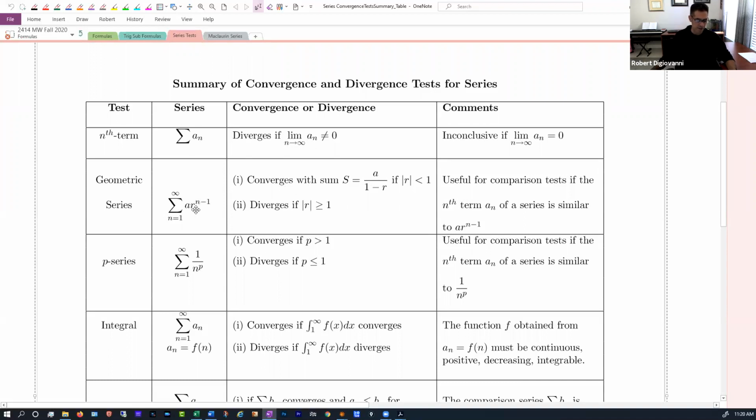If we see this, then it'll converge to a over 1 minus r as long as the absolute value of r is less than 1, and diverges otherwise. Now, what about this first test, the nth term test? What does this nth term test tell us?